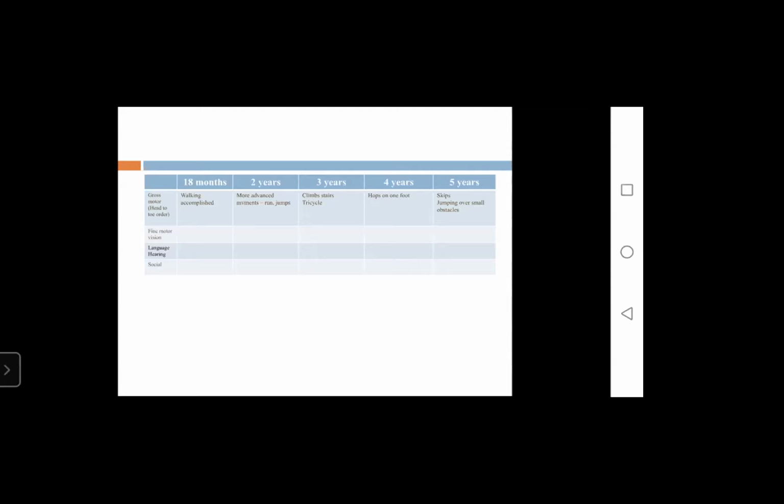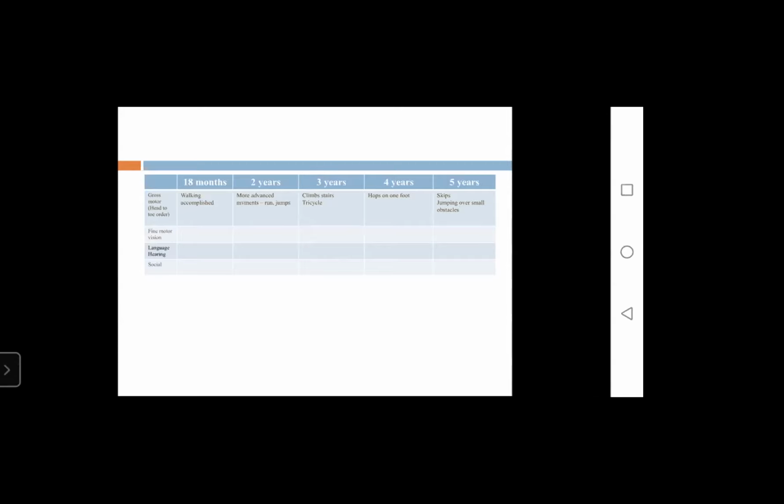Sit unsupported, sit supported, 6 months with a rounded back. 9 months, sit unsupported tripod. 1 year, able to pull to stand, able to stand on both feet, start to cruise. 18 months must be able to walk, right? 2 years must be running, right?